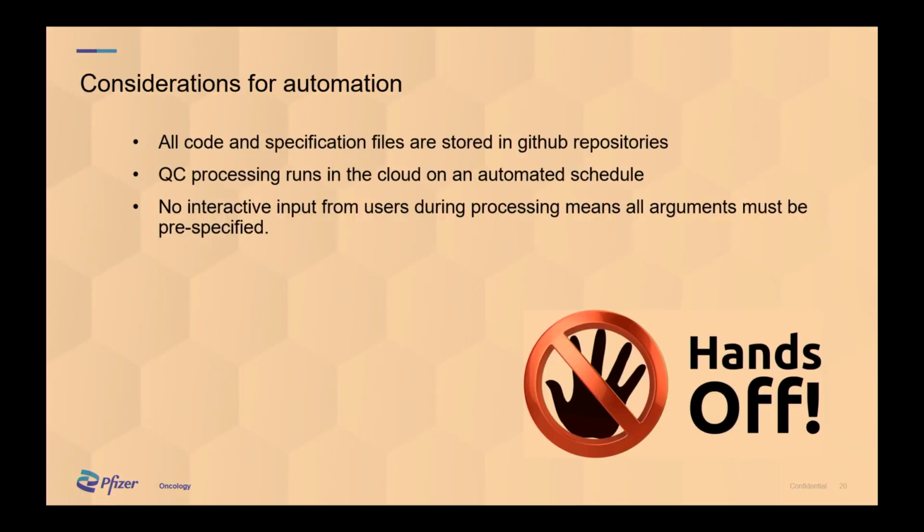And we are automating this, and so there are a few considerations we need to take into account when we're automating. All of our code and our specification files are stored in GitHub repositories, and that really allows us to run in the cloud on an automated schedule. And because we're running on an automated schedule, we have no interactive input from users during our processing. This means everything needs to be pre-specified. So if you wanted to, say, find a new instance of data that's come in, your script is going to have to be able to do that on its own without any input from you.